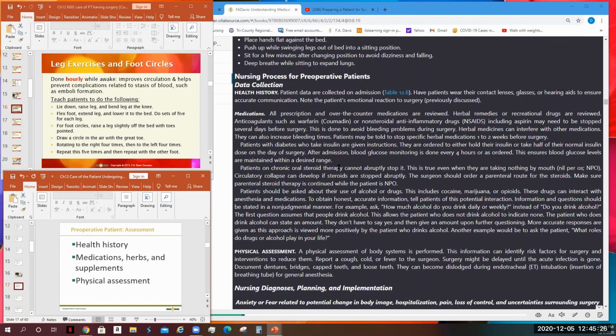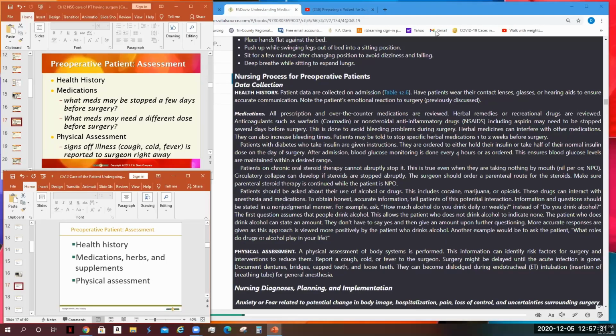Nursing process for preoperative patients. Data collection. This is on page 177. Health history. Patient data are collected on admission. Table 12.6. Have patients wear their contact lenses, glasses, or hearing aids to ensure accurate communication. Note the patient's emotional reaction to surgery previously discussed.